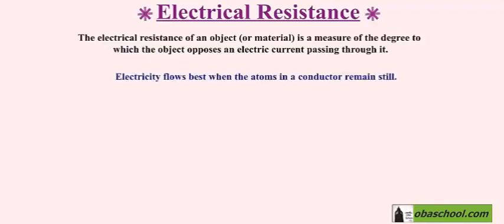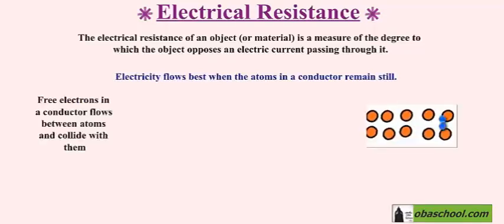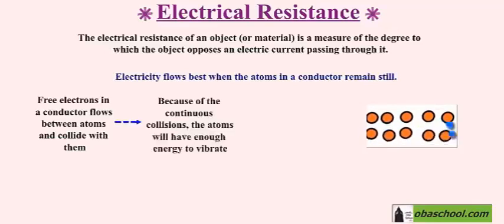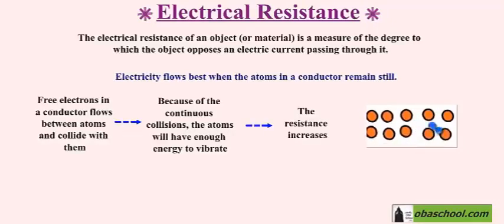Electricity flows best when atoms in a conductor remain still. Free electrons in a conductor flow between atoms and collide with them. Because of the continuous collisions, the atoms will have enough energy to vibrate. Then the resistance decreases. There are many factors which affect the resistance.